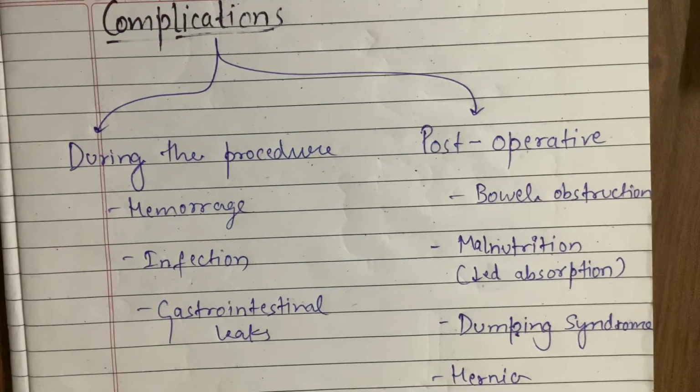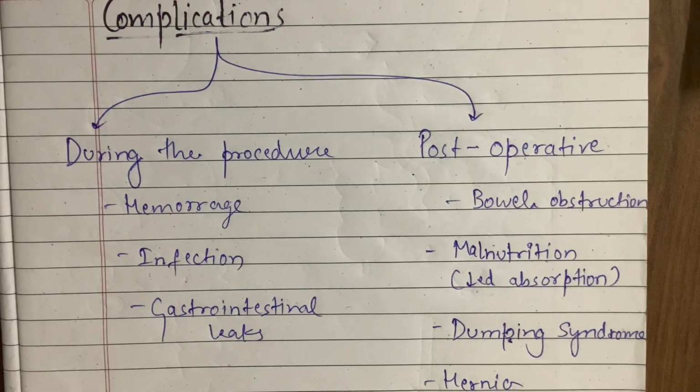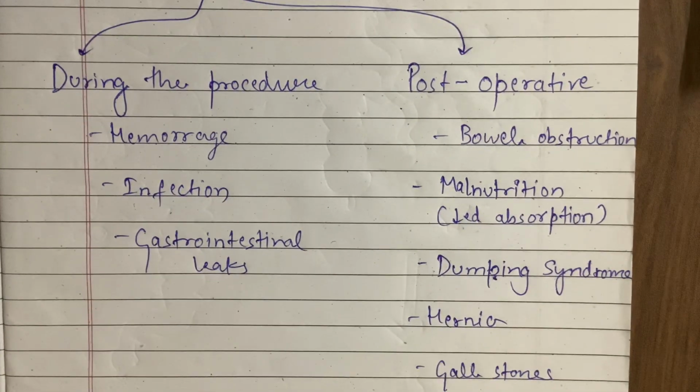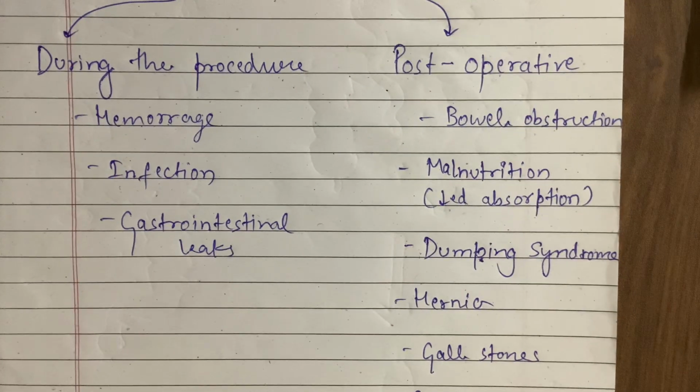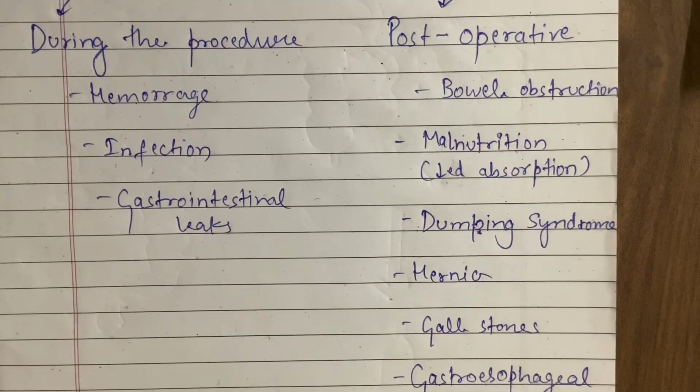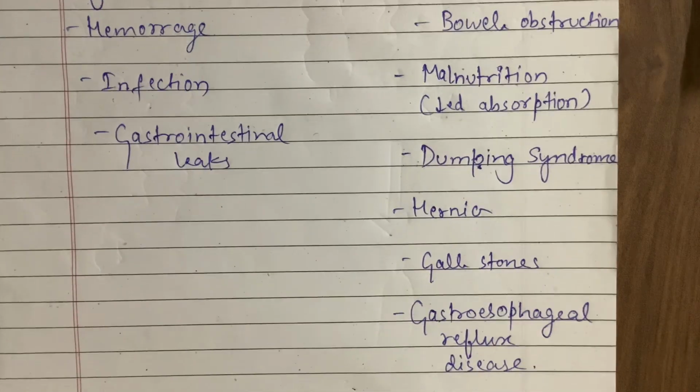We will now see complications of bariatric surgery. There could be complications during the procedure, and there could be complications post-operative. During the procedure, hemorrhage, infection, and gastrointestinal leaks are common. Post-operative, bowel obstruction, malnutrition, that is decreased absorption, dumping syndrome, hernia, gallstones, and gastroesophageal reflux disease are common. What is dumping syndrome?